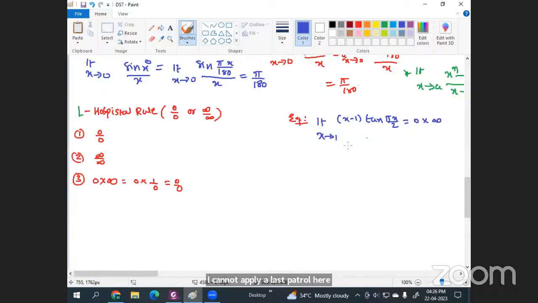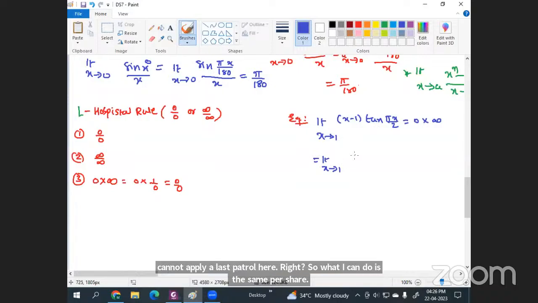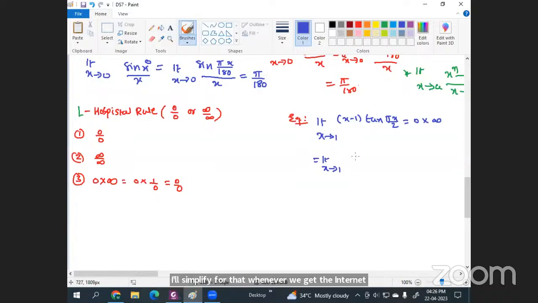Right? So what I can do is simplify the same question further. Whenever we get indeterminate forms, we need to simplify, or use factorization, division, standard limits or L'Hopital rule. So I can convert this one to (x minus 1) by cot(pi x by 2). Now you check, 0 by 0 I am getting. 1 minus 1 is 0, cot 90 is 0. Okay. So at this stage I can apply the L'Hopital rule. Here I cannot apply the L'Hopital rule.